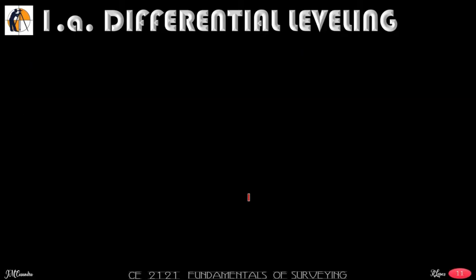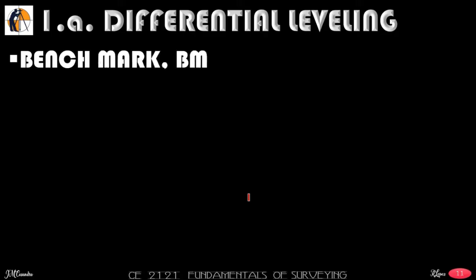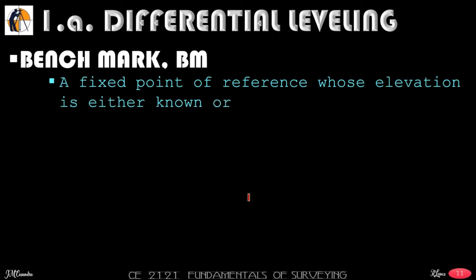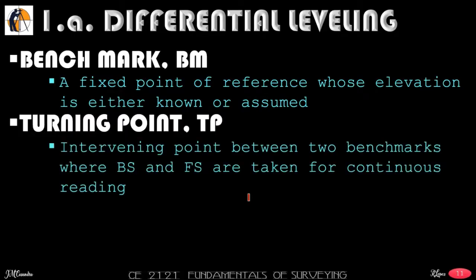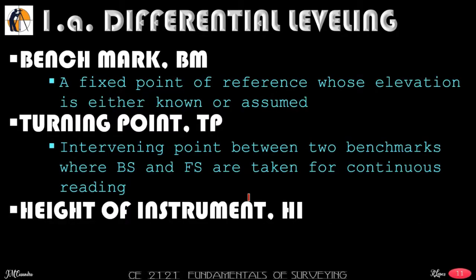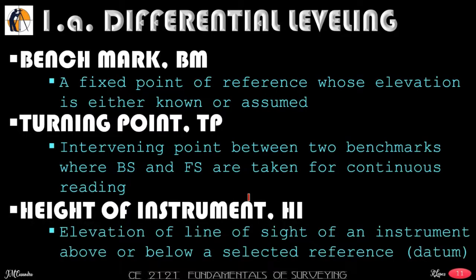So to further understand our terms, benchmark or BM is a fixed point of reference whose elevation is either known or assumed. The turning point or TP is the intervening point between two benchmarks where the back sights and foresights are taken for continuous reading. And the height of instrument, HI, is the elevation of the line of sight of an instrument above or below a selected reference line.